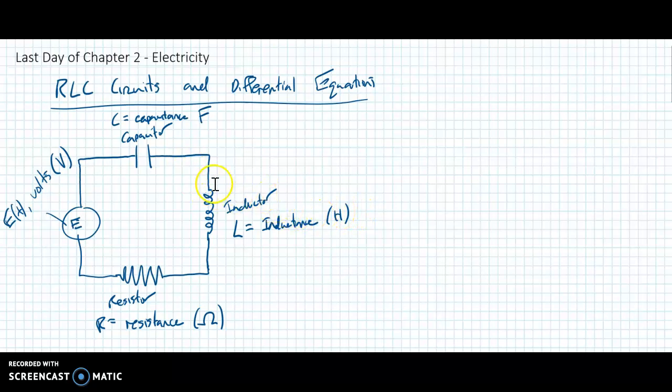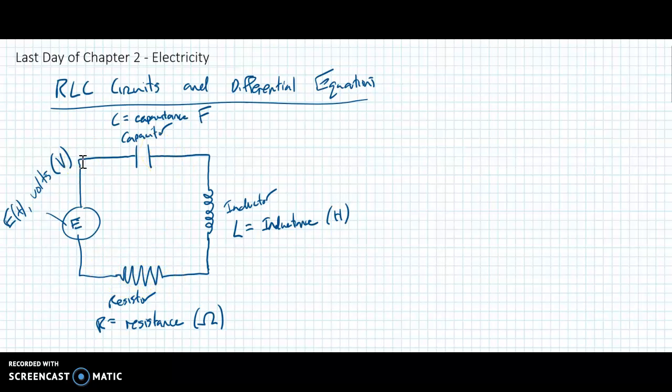An inductor is usually a rod of some sort with a wire wrapped around it. Down here we have a resistor. We use R, and it measures the resistance in ohms. The most common resistor that you probably are familiar with is the light bulb. A light bulb's just a simple resistor.